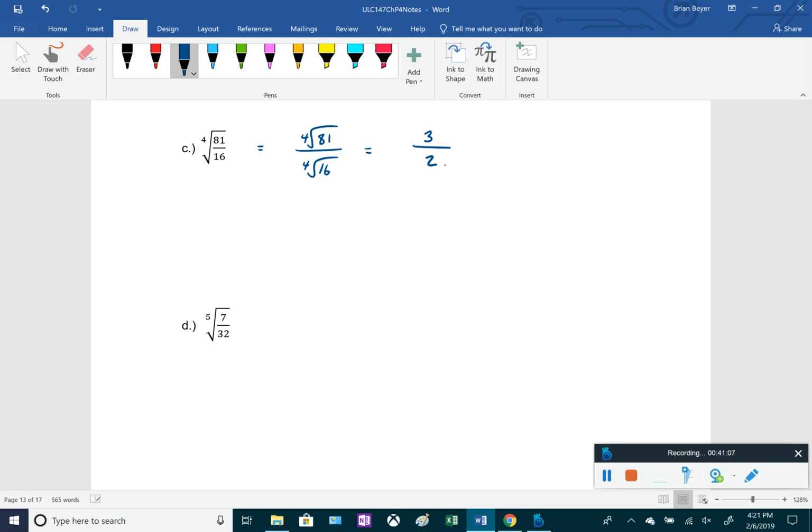And the reason that the fourth root of 81 equals 3 is because 3 to the fourth equals 81. So 3 times 3 times 3 times 3 is 81.